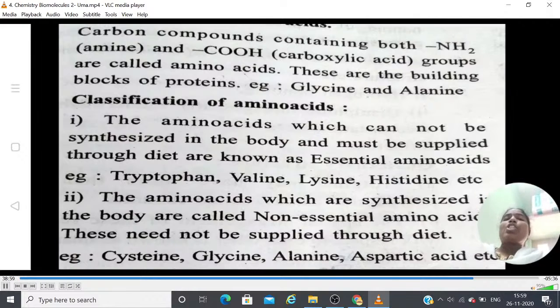Sometimes amino acids and their classification is asked as a short answer. So first write the definition of amino acid, the classification of amino acids, and examples.